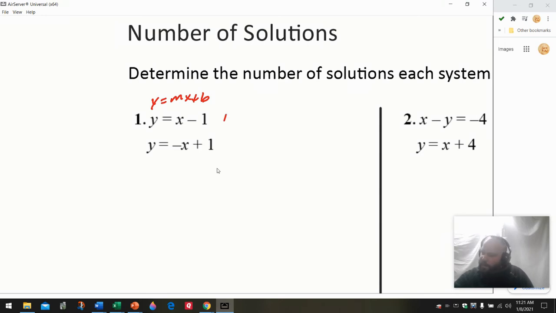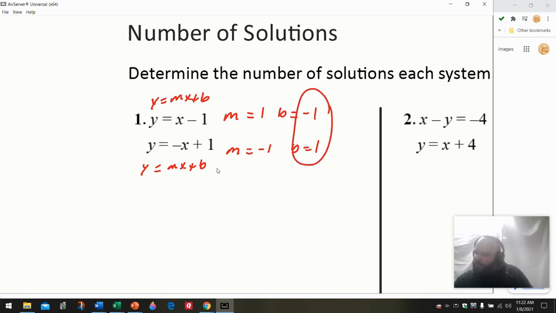So in this one, the m is 1 and the b is -1. Now in the second one, y equals mx plus b, you can see the m is -1 and the b is +1. And so now comparing those two, these two are different, these two are different. So both our slope and our y-intercept are different.